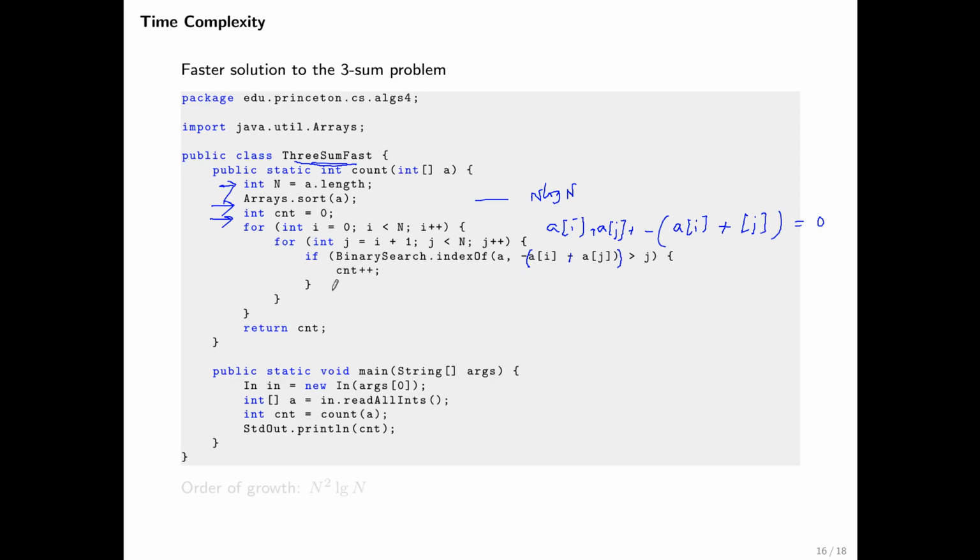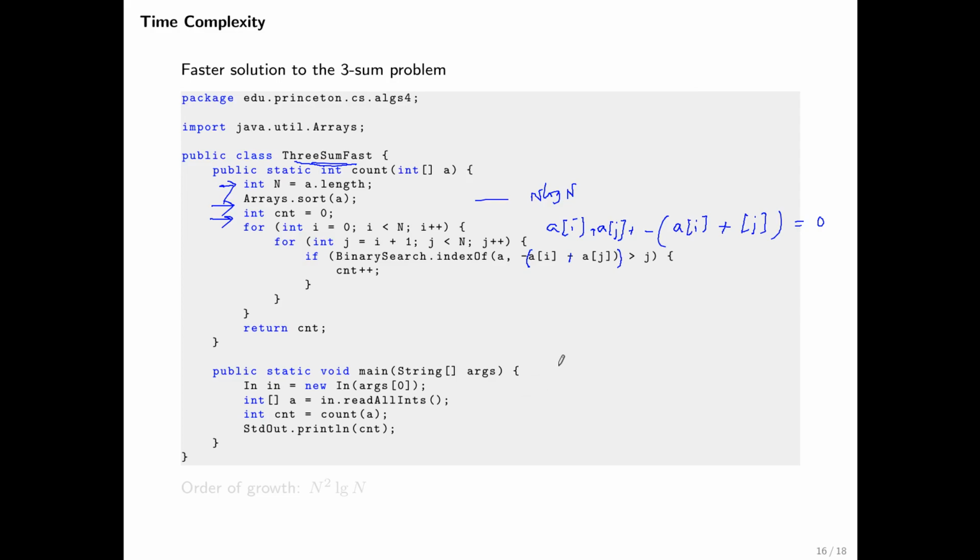Notice that we are looking for the negative of a at i plus a at j in the collection, and we are insisting that its index be greater than j. This is just to make sure that this is a number that we have not seen before. This goes back to what we said earlier about finding distinct triples A, B, and C such that A plus B plus C equals 0.